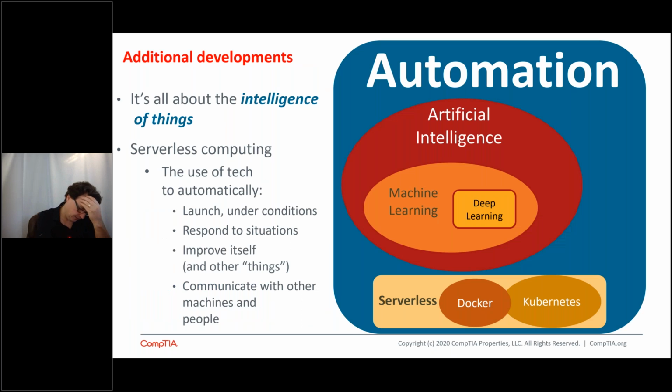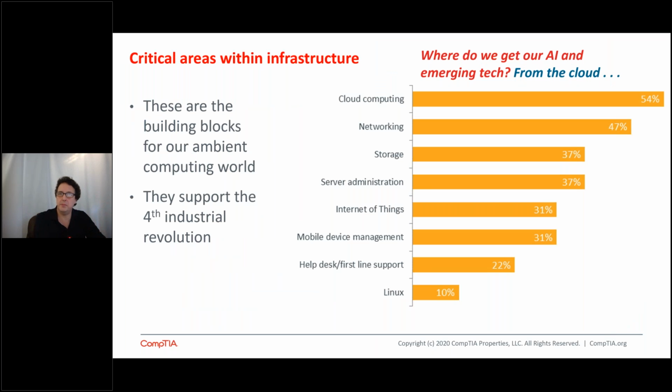So there are additional developments over and above AI, because it's all about the intelligence of things these days. IoT, in some ways you could argue it stands for the intelligence of things rather than the Internet of Things. So we're automating everything. AI is a part of this, obviously, but we have serverless computing with Docker and Kubernetes, for example. All of these things make it possible to launch things under certain conditions, to respond to situations, and to improve itself and other things. Those things can be improving of machine processes, applications, the actual code themselves, or how the code is configured. And we can communicate with other machines and people as they get improved.